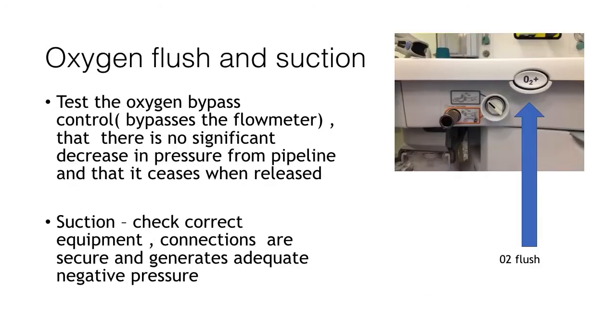So next we need to check the oxygen flush and also that the suction is working. The oxygen flush is pictured here. The oxygen flush essentially is a bypass control so that it will deliver oxygen at the pipeline pressure, so at 4 bar or 400 kilopascals. So you should test the oxygen bypass control, and there shouldn't be a significant decrease in pressure, and that when you stop pushing the oxygen flush, that the gas flow ceases.